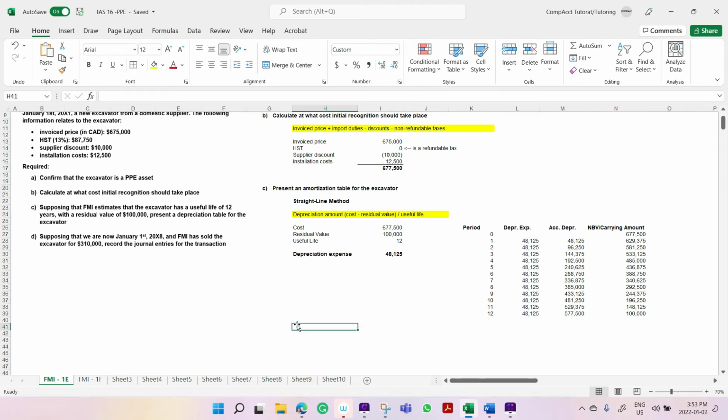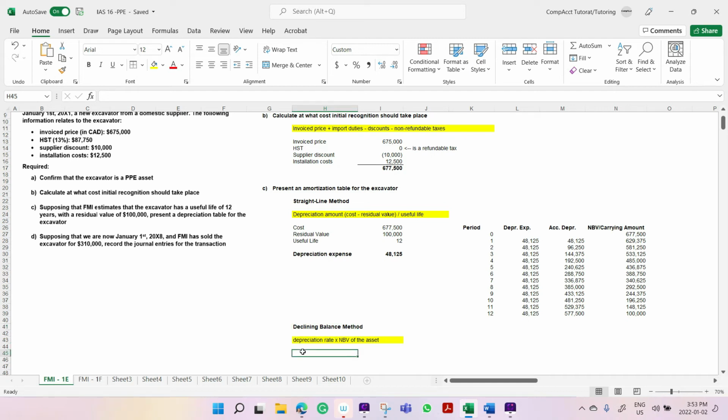As far as the declining balance method. Okay, so what's our equation? What's our formula here? It's the depreciation rate times the net book value of the asset. Okay, perfect. So that's our formula for this method.